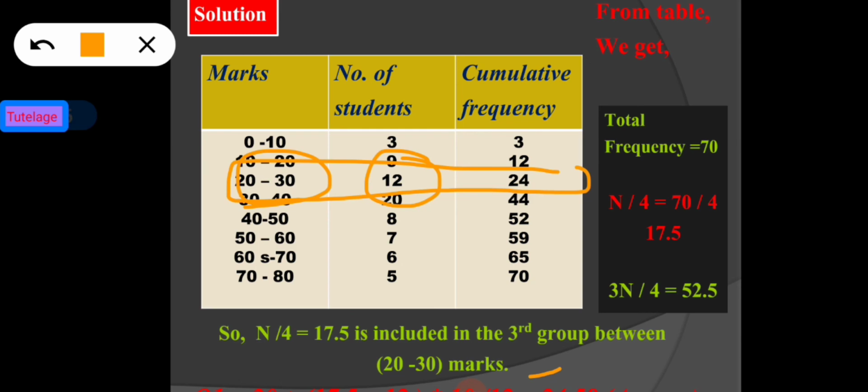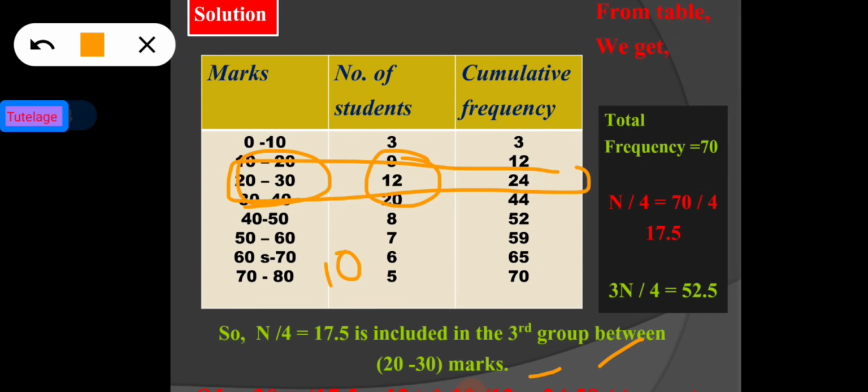So the size of the class, that means 30, the highest class limit, minus the lowest class limit. So 30 minus 20, which is equal to 10. So that's why the class size is 10. So the value of Q1 is equal to 24.58 approximately.